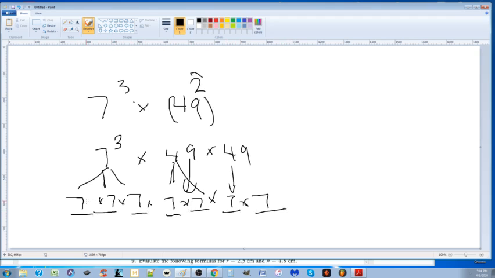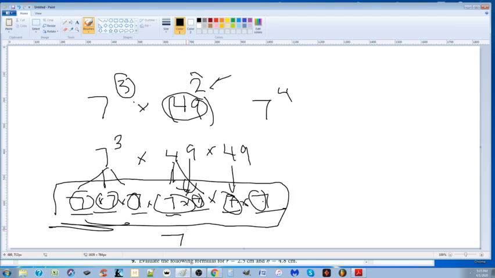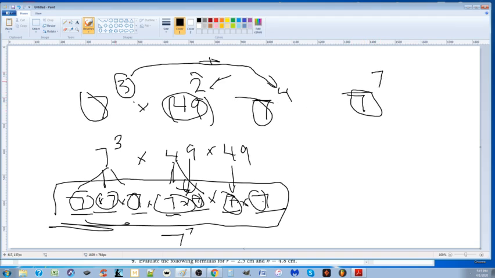But right away I can see I have how many 7s? 1, 2, 3, 4, 5, 6, 7. Because this 49 to the power of 2 represented 7 times 7 times 7 times 7, which happens to be 7 to the 4. And this 7 to the 3 is represented here. When we add them, we see that we have 7 7s, 7 to the power of 7. I could have just added these exponents. So you're going to discover that when we have the same base, you can just add the exponents.